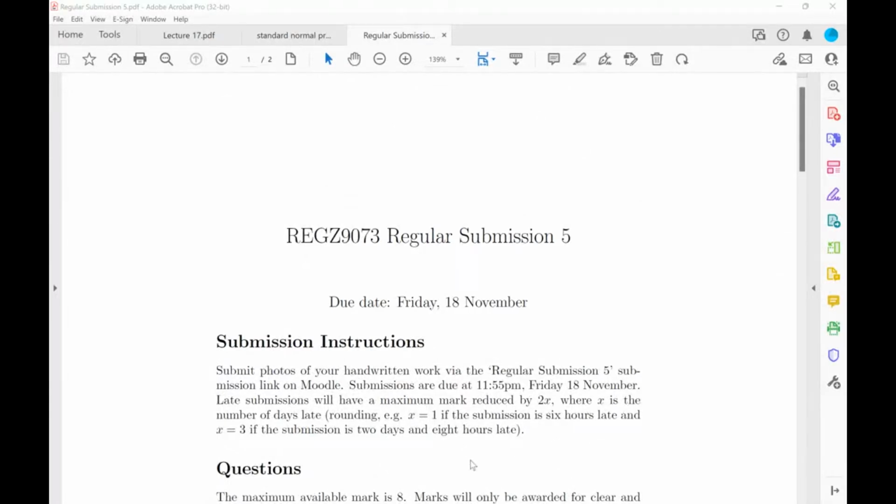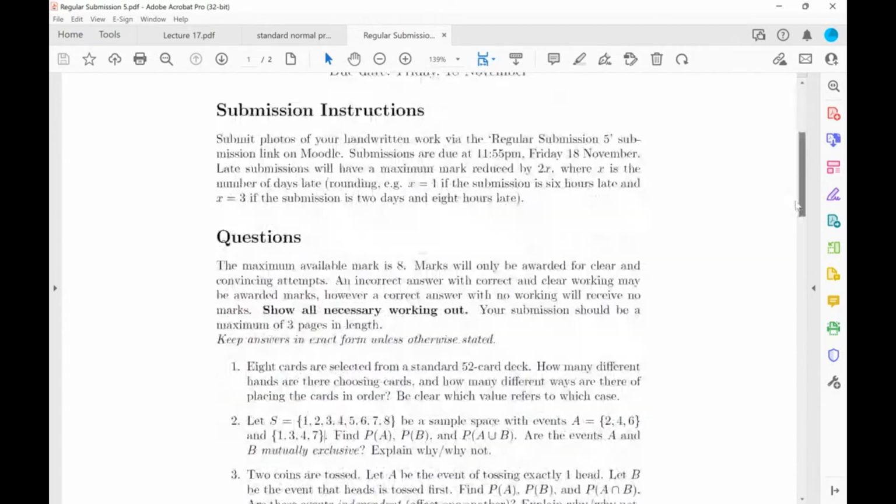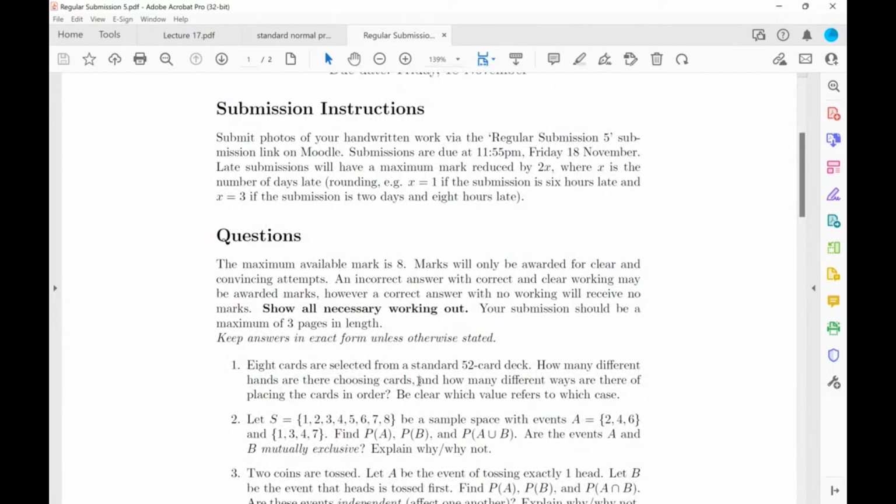Repeat one again. I think because it was a bit vague when I say how many different ways. It's the same number. We're choosing the same number of cards as previously. So this one asks for how many hands. This is also asking for how many hands, but if you place the cards in order. So hopefully that clarifies that a little bit, just in case. I think a couple of people mentioned that was a little bit vague. Is that clear? Okay, hopefully that's clear enough.